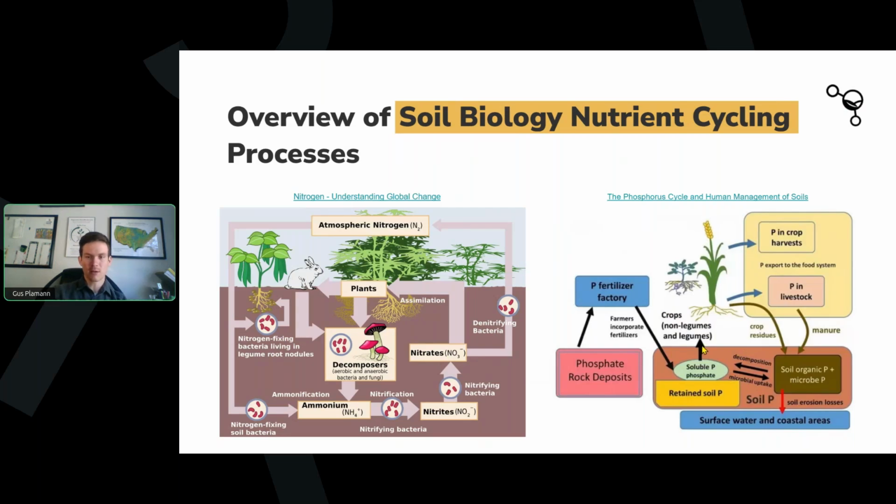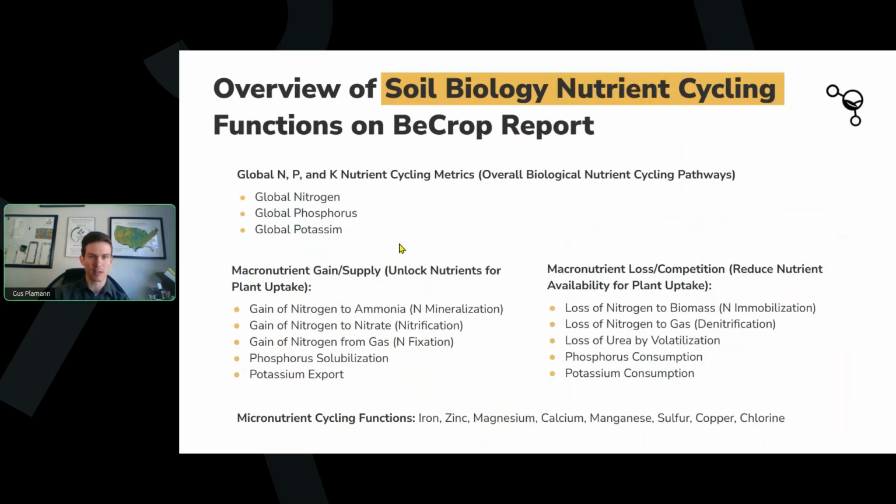So of course, these nutrient cycles are much more convoluted than what these diagrams show, they are simplifications, but they give you an idea of how much complexity is there, and of course how with BeCrop Farm we're diving into the really key elements that can affect crop uptake and availability of these nutrients. And that includes metrics that both positively and negatively influence bioavailability of nutrients.